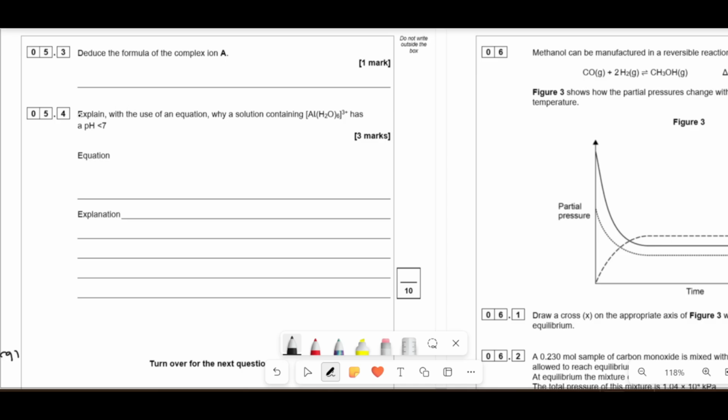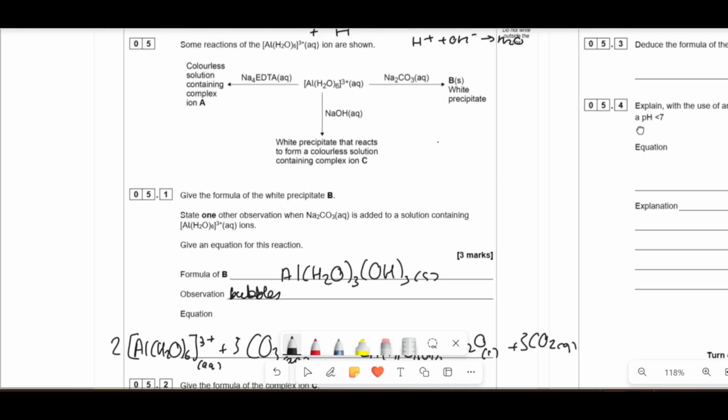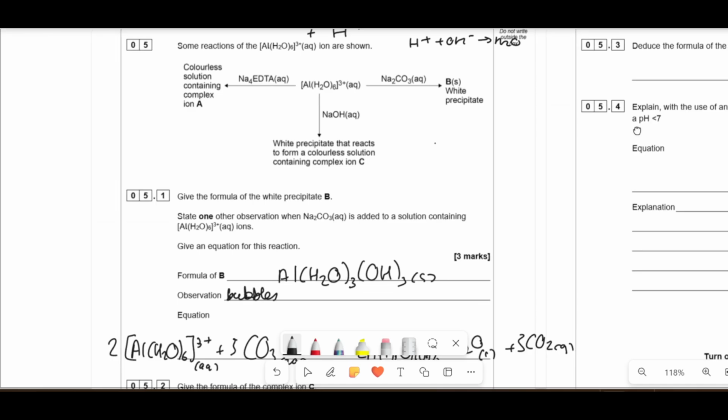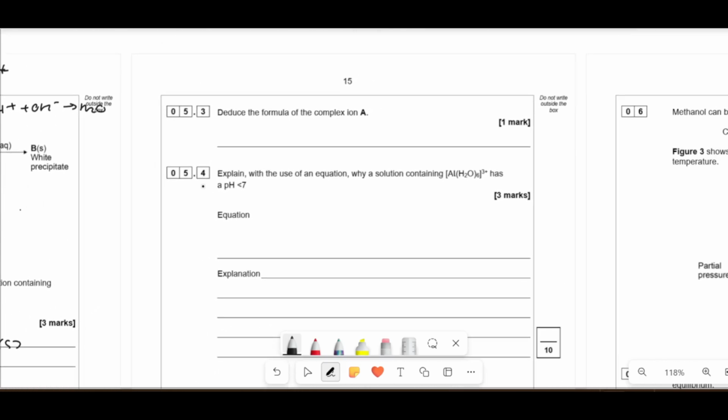So then it says deduce the formula of the complex ion A. So what they've done is they've added EDTA to Al(H2O)6. So all it is that EDTA just sticks on. So it's going to be Al EDTA, and remember EDTA is 4 minus and Al is 3 plus, it's going to have an overall charge of minus.